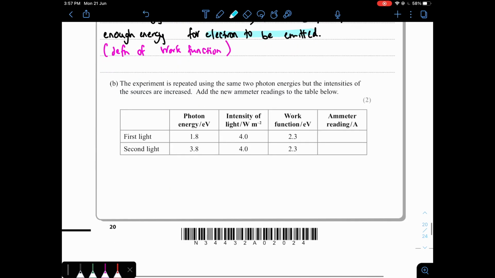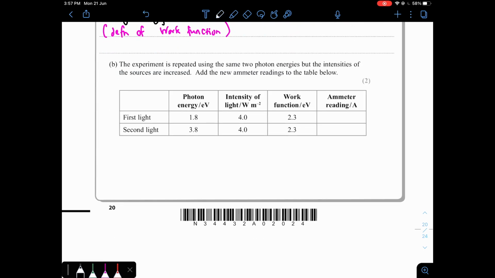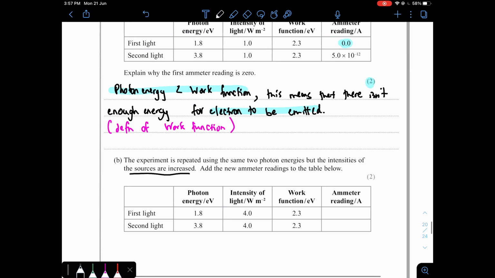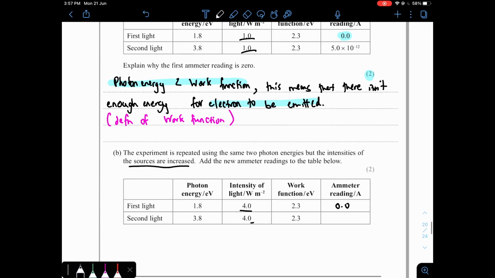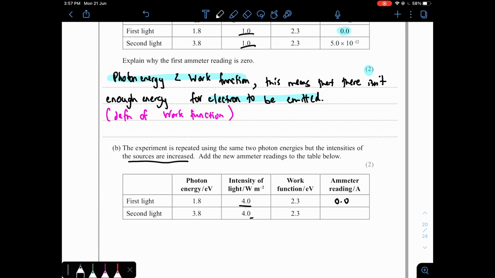Okay, so that's that. So part B, the experiment is repeated using the same two photon energies, but the intensities of the sources are increased. Add the new ammeter readings. So you can see that they have increased by a factor of 4, 1 over here and 1 over here, and now it's 4 and 4. So 0 times 4 is still 0, right? But 4 times 5 times 10 to the power minus 12, you should get 2.0 times 10 to the power of minus 11.